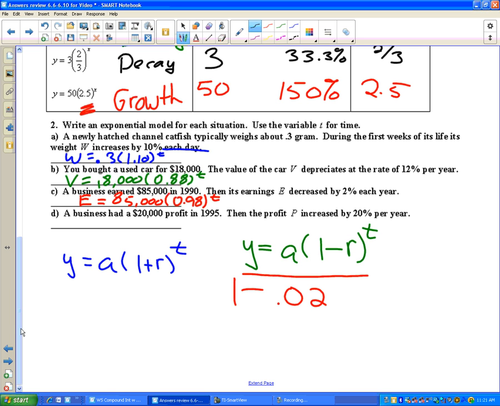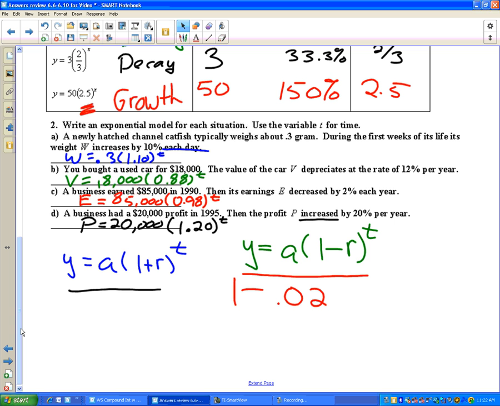And lastly, a business had $20,000 profit in 1995. Then the profit increased by 20% per year. That means I'm going to use my growth. So P, my profit, is equal to my original amount, $20,000, times 1 plus 20%. Well, that's going to be 1.20 to the t power, where t is the number of years since 1995.